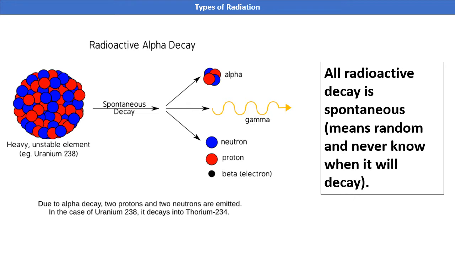Okay, so the most important thing to remember about radiation is that radiation is a truly random or spontaneous process. There's no way of predicting when an atom is going to decay. And there are in fact four different ways in which it can decay. We've got alpha decay, beta decay, neutron decay, and we've got gamma decay, and we're going to talk about those in a moment.